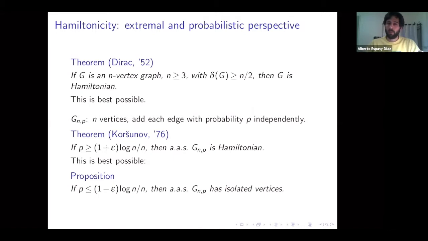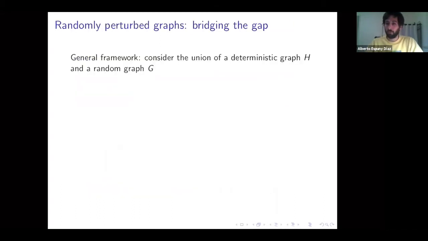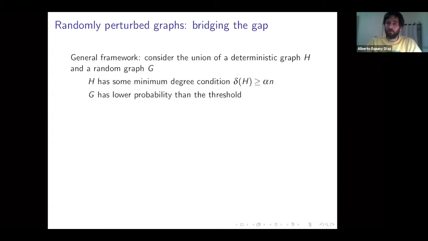The idea is that randomly perturbed graphs try to combine these two types of results into a single statement. So we're going to try to combine minimum degree bounds and some probability. The idea is that we're going to take the union of two graphs, one of them deterministic, let's call it H, and one of them random. For this talk, I'm only going to consider deterministic graphs that satisfy some minimum degree condition and random graphs that use some probability that is somewhat lower than the threshold.